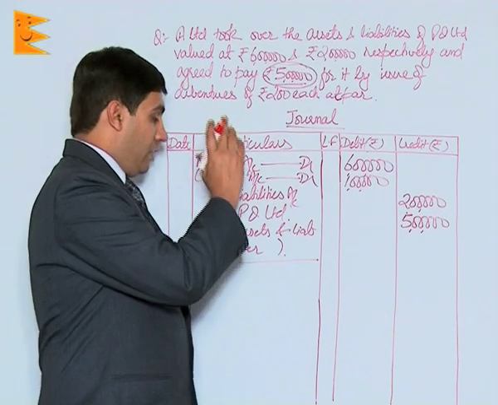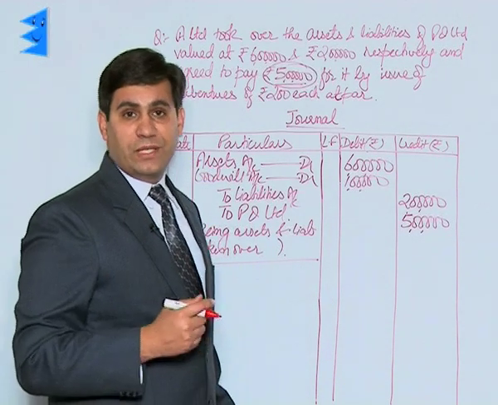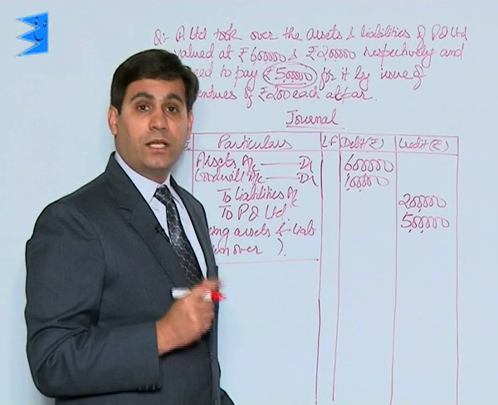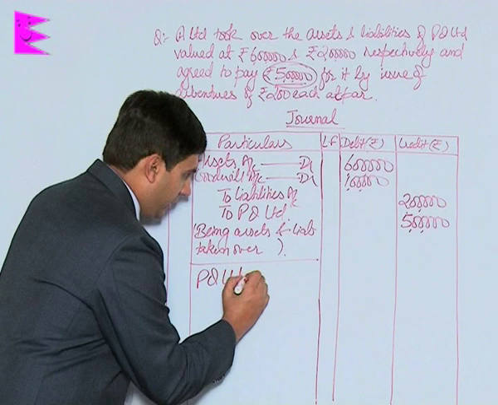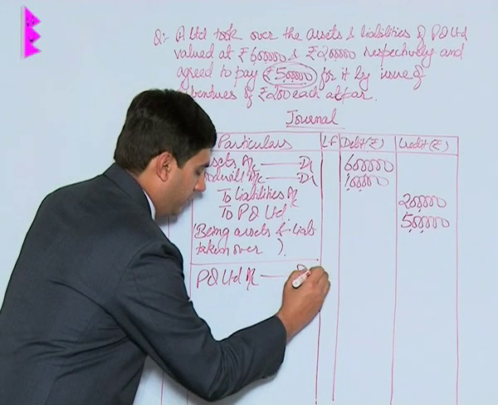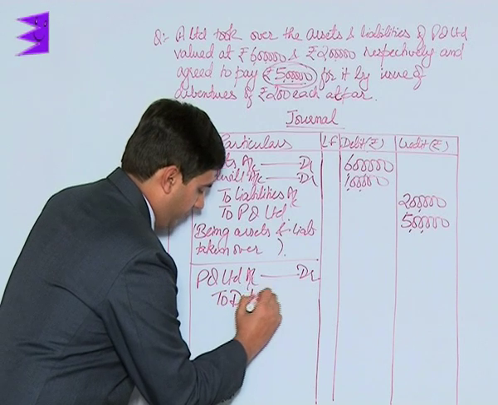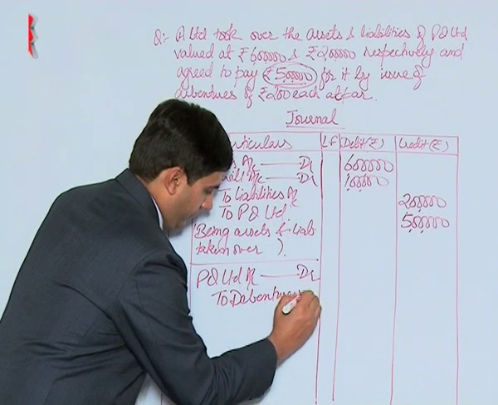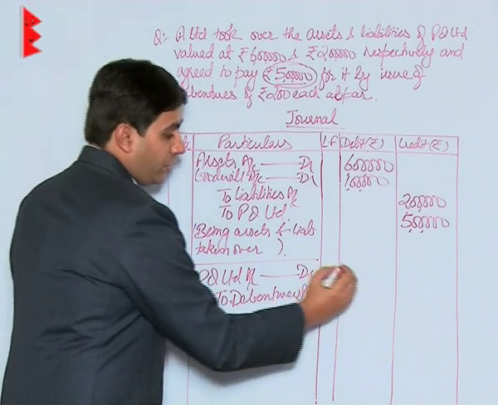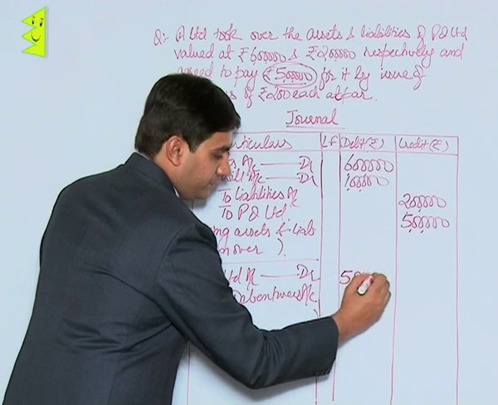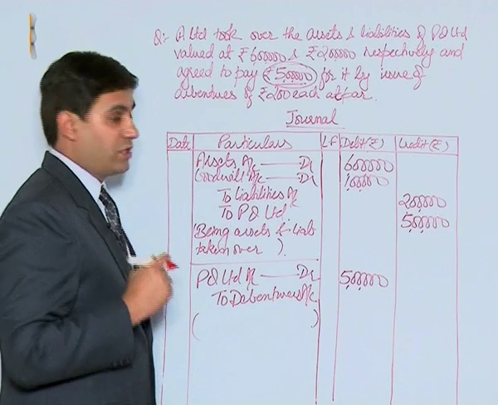Now students, we are supposed to make payment to PQ Limited by way of issue of debentures of rupees 200 each at par. So the entry for issue of debentures would be PQ Limited account debited to debentures, which is 5 lakh for PQ Limited, and for debentures we will have to calculate the number of debentures first.